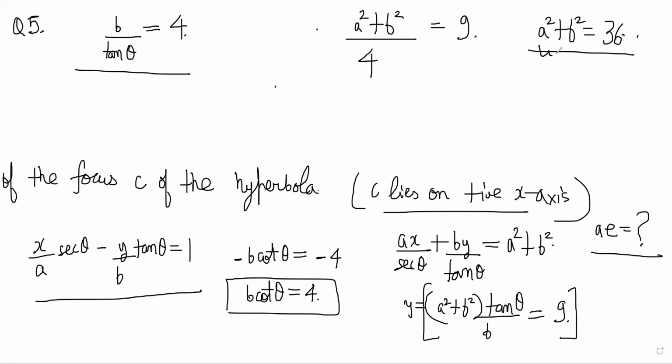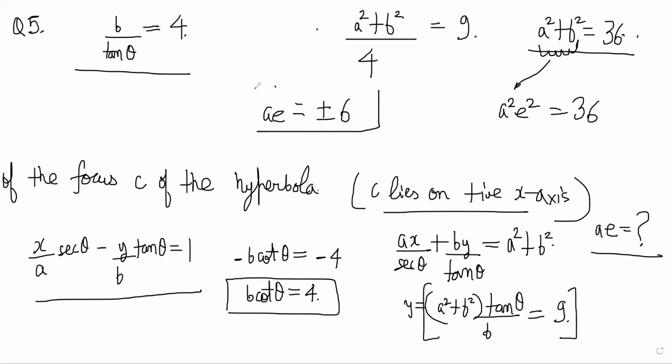And a square plus b square in an ellipse or hyperbola is what? a square e square, right? So a e will be root 36, in this case a e is 6. It is on the positive x-axis, right? So your answer is 6.